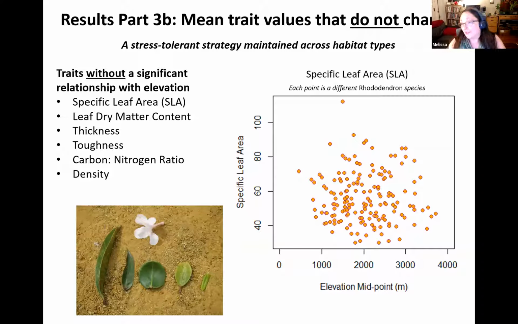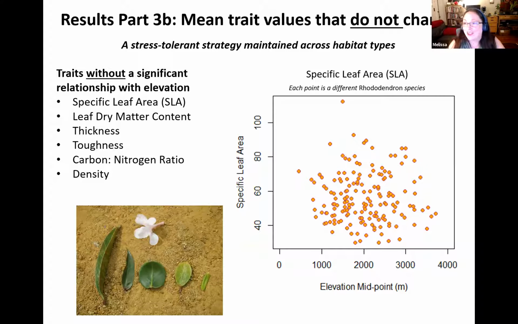And then this is what I found to be the interesting part. These are the traits that did not change with elevation. And really, SLA was the one that really stuck out to me. And that really indicates that the stress tolerance strategy was maintained across habitat types, regardless of where you were on the elevation gradient, where the plants originated from. So here's a nice plot, no correlations.